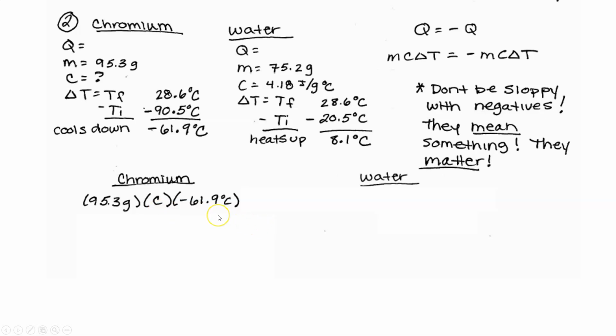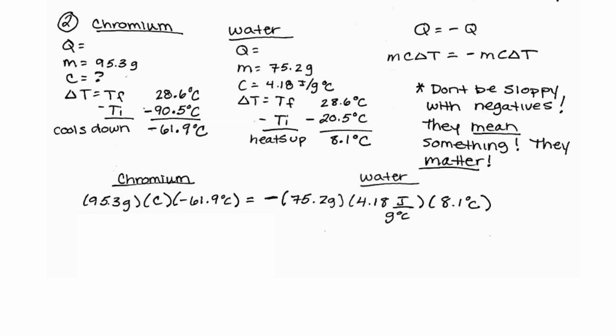MC delta T equals negative, opposite MC delta T. Some people will not like that the water is heating up and I put it on the negative side. But I don't care, it's just an opposite sign, okay? Totally doesn't matter.